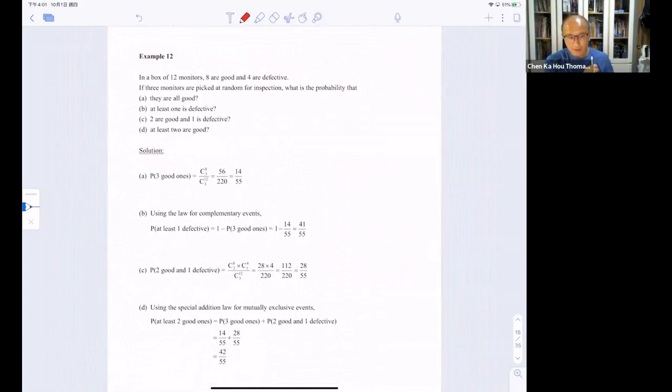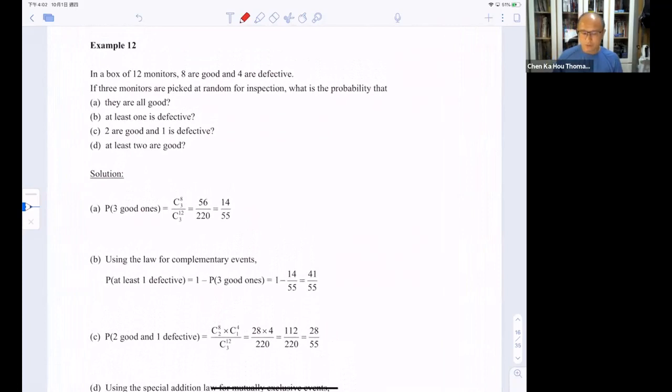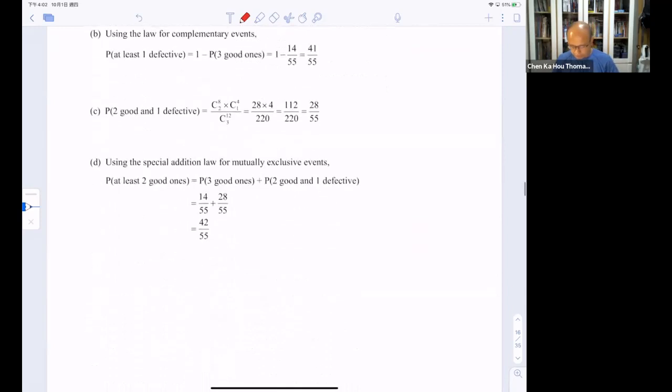Okay, and example 12, I let you use as your own reading material. Please read example 12, and use a similar technique, the nCr approach, to solve the problem.